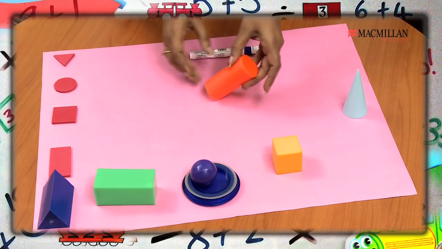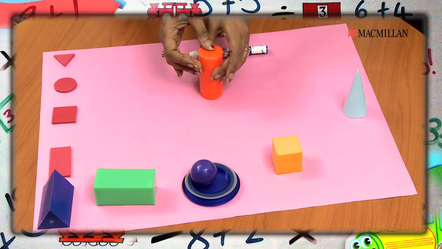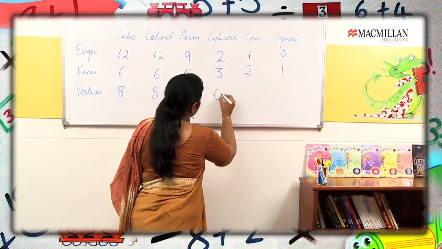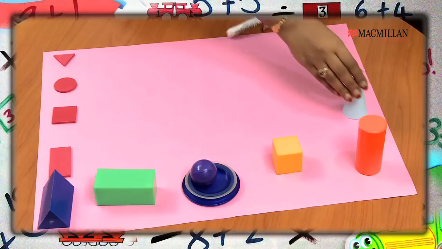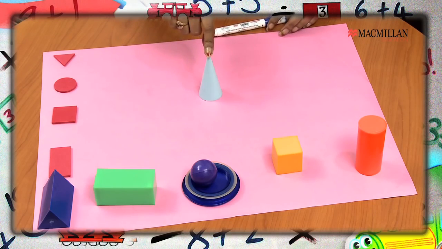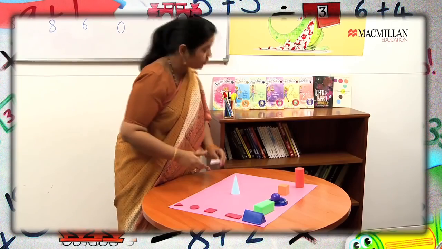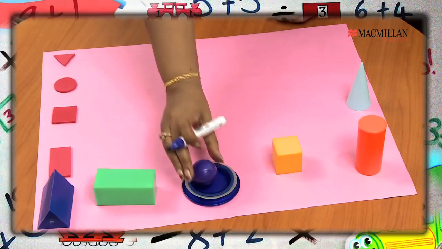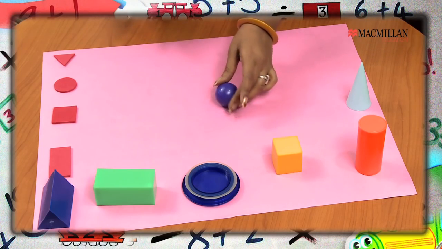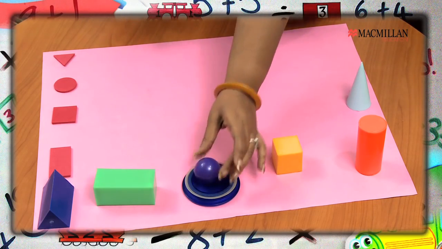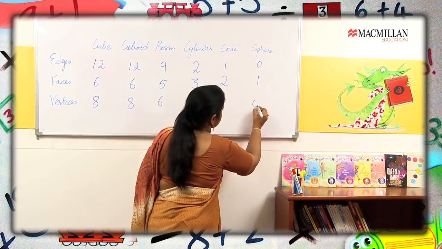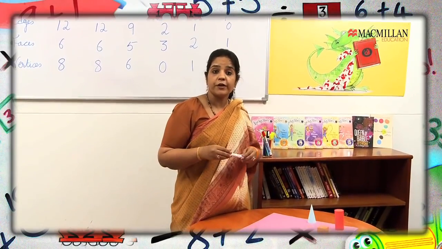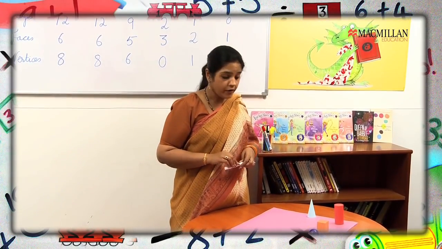What about cylinder? Can we see any vertices on cylinder? No, we cannot see any vertex on the cylinder. So cylinder has 0 vertices. What about cone? Cone has 1 vertex on the top. So 1 vertex. And what about sphere? Sphere has again no vertex. So 0 vertex. So I hope children you understood how shapes become different because of edges, vertices and faces.